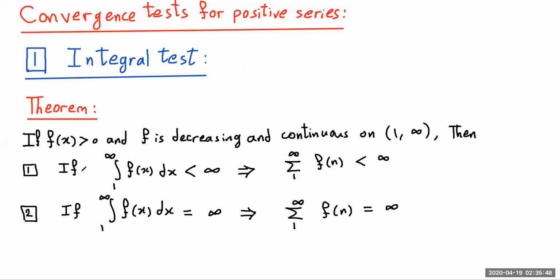Then, part 1: if the integral from 1 to infinity of f(x) dx is less than infinity, or converges, then the sigma of f(n) will also converge. And if the integral diverges, then the series diverges. Let's explain part 1 only. Let's prove it.